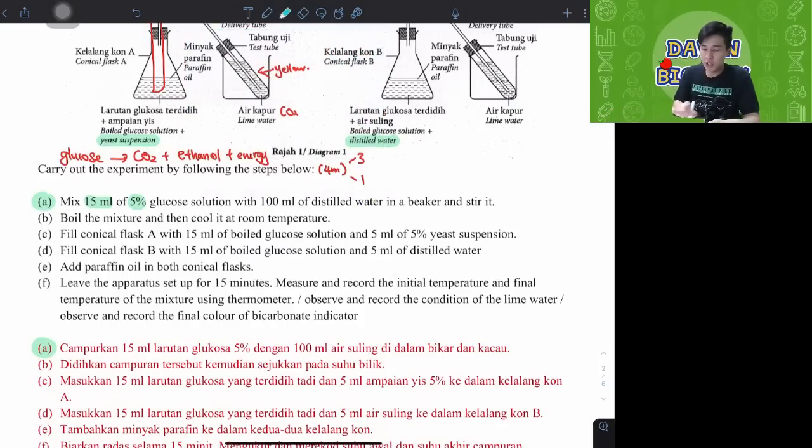Now the next one, boil the mixture and cool it at room temperature. Now this step actually we don't have to carry out. I think most likely they already boil it for you. So we are not required to boil the glucose. Yep, so this is your langkah berjaga-jaga, precautionary step.